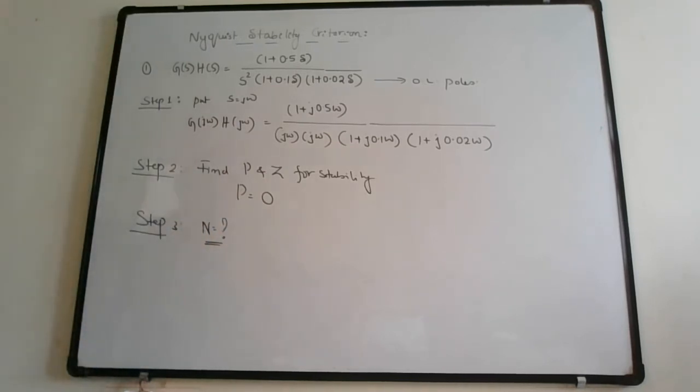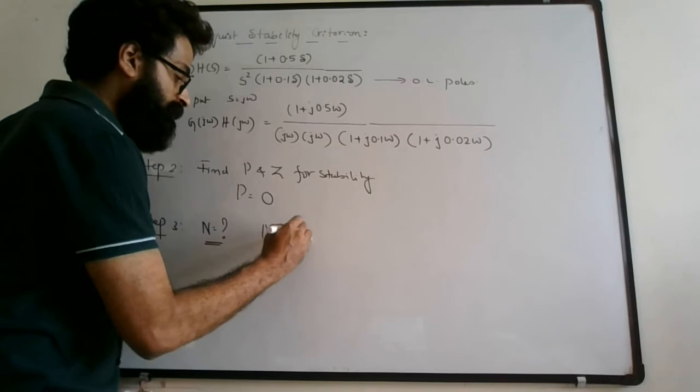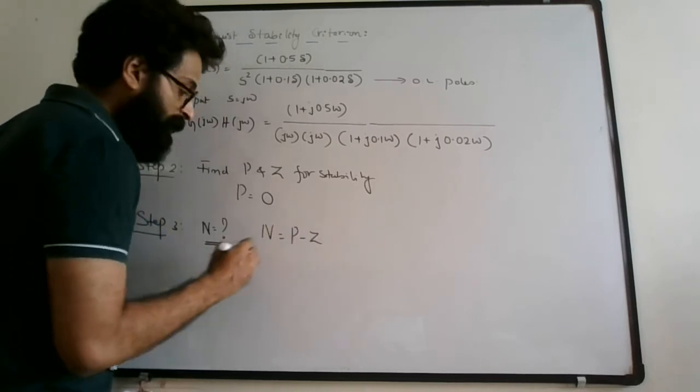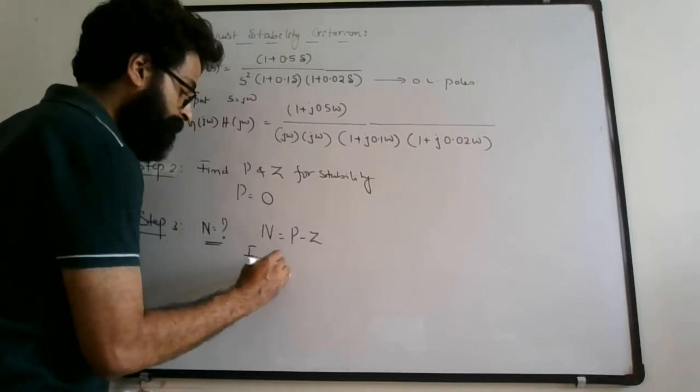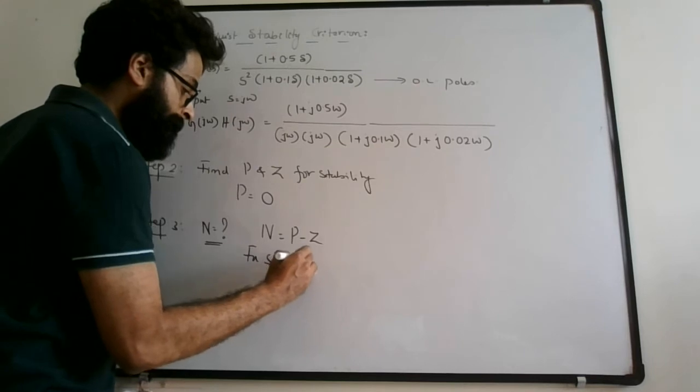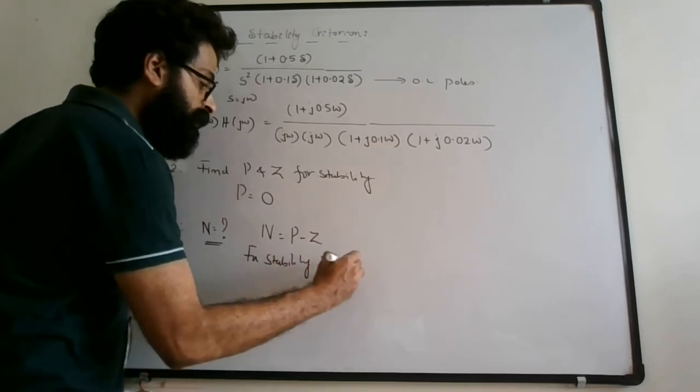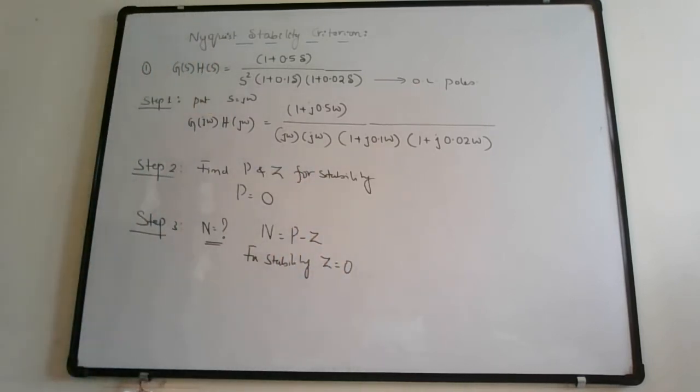What should be the number of encirclements for stability? So n you need to find out. We have n is equal to P minus Z, and for stability, you would want your Z to be 0, right? Because if Z is 0, then only you can go for stability check.